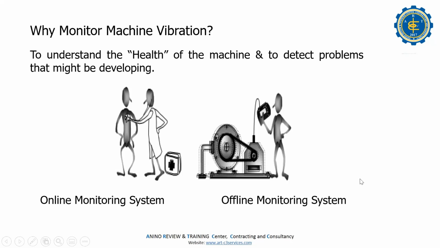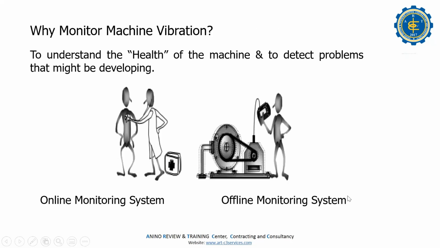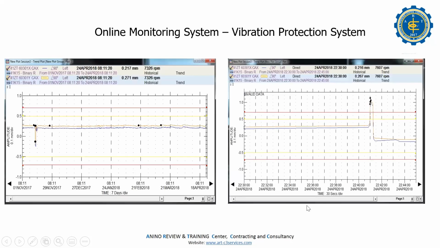Do we use an online system or an offline system to monitor? I do most of them offline monitoring. Do you also have a wireless system? Yeah, we have wireless accelerometers. So this is the online monitoring system, the vibration protection system.